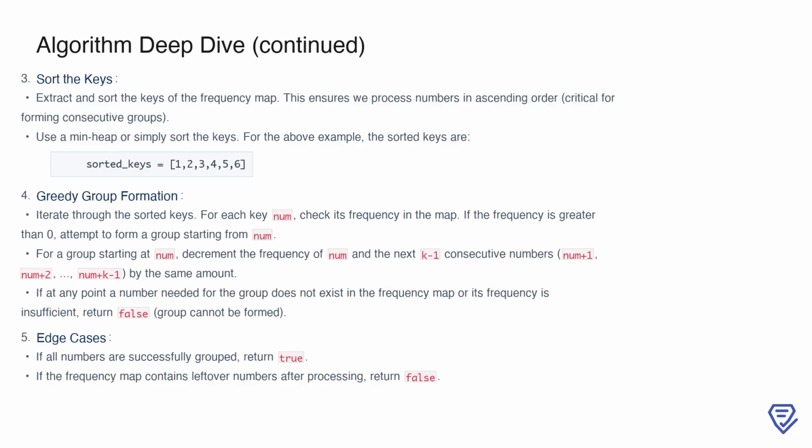If at any point a number needed for the group does not exist in the frequency map or its frequency is insufficient, we know the group cannot be formed, and we return false. If we successfully form groups for all numbers, we return true. Additionally, this approach naturally handles edge cases, such as leftover numbers in the frequency map or when grouping is impossible due to gaps in the sequence.